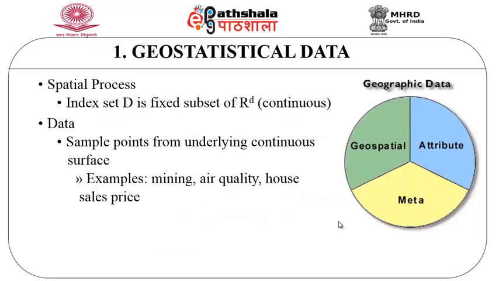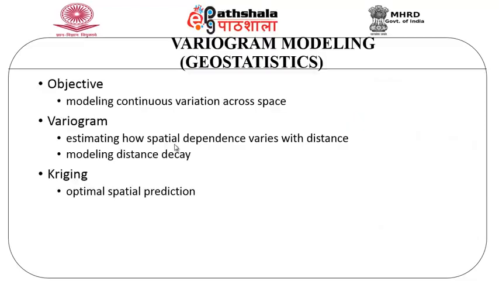If you look at this geostatistical data, or the geospatial data, it has attributes associated with it and also has metadata associated with it. This is actually a spatial process wherein the index set is a fixed subset of R power D, which is going to be a continuous data set. If you look at the data, they form the sample points from an underlying continuous surface. For example, mining, air quality, house sales prices, etc.